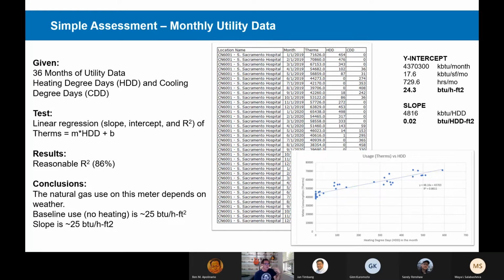So in the summertime, you can take that y-intercept number and divide by 730 hours a month in the building size. And in this case, you'll see that that's an average of 24 BTU per hour per square foot for every hour. That's just happening in the building, probably in the form of reheat. And then the slope of the line, how high it goes, tells us how strongly this building responds to cold weather. In this case, every heating degree day in the month adds about 0.02 BTU per square foot.